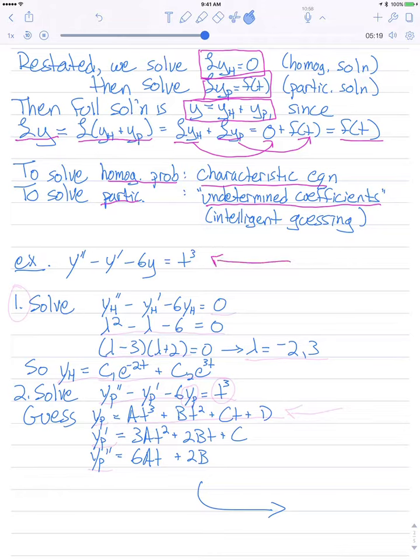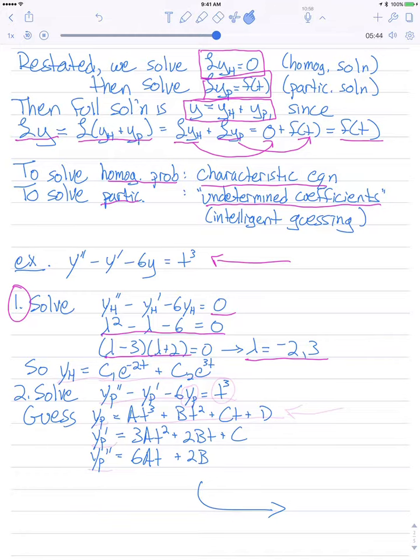It's y double prime minus y prime minus 6y equals t cubed. So step one, first we solve the homogeneous problem, so we've set the right-hand side to be equal to 0. We write down the characteristic equation, we factor it, and we find that lambda can be -2 or 3. And I'm purposefully going through this a bit briskly because this was a technique from the previous lesson.